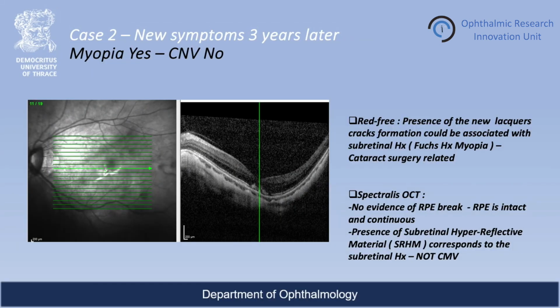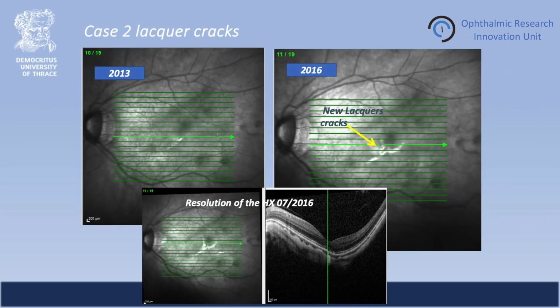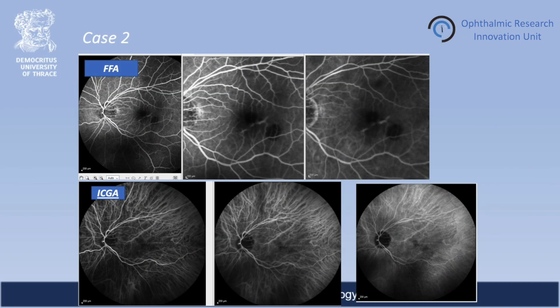3 years later, the patient had new symptoms and there was a reactivation of the lacquer cracks. In the red-free pictures, you can see the presence of new lacquer crack formations that were associated with the cataract surgery. Again, we can see that the RPE is intact, so we just observe. The small hemorrhage will be absorbed on its own. The subretinal hyperreflective material appeared due to the subretinal hemorrhage from cataract surgery and not due to an active membrane. The angiogram does not reveal a leakage, but just staining of the lacquer cracks.